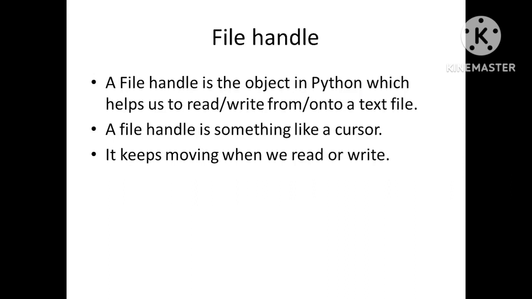Now, when you want to read or write data from the file or to the file, you need an object called a file handle. A file handle is an object in Python which helps us to read or write from or to the text file. What is meant by a file handle? A file handle is like a cursor. When you open Notepad or a Word document and type some content, the cursor moves. Wherever the cursor is placed, you will read or write content in that place, right? In a normal text editor. That is the same way the file handle works for us. It keeps moving when you read or write.